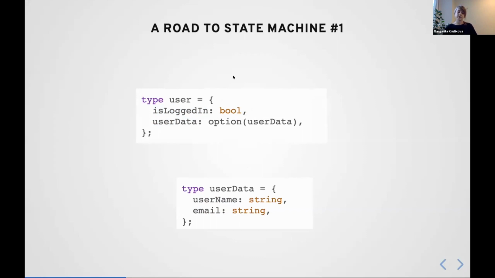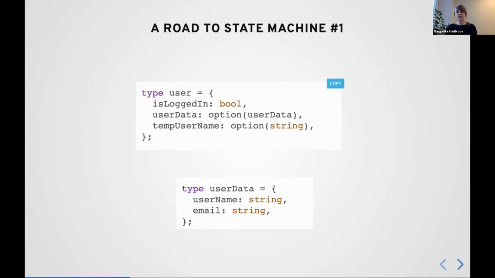And then a really tricky requirement comes in, which says that not only logged in users should be able to post questions, but even users that are not logged in, but have a temporary username. So if you just want to post a question, but don't want to bother logging in, you just want to assign some temporary name for yourself and post something. Let's say we add this as another field, which is also of type option, because again, it might be there or it might not be there. So this is the data structure we end up with at this step.